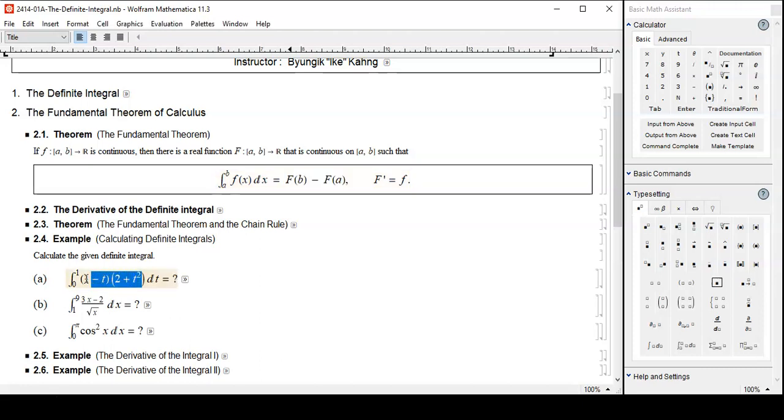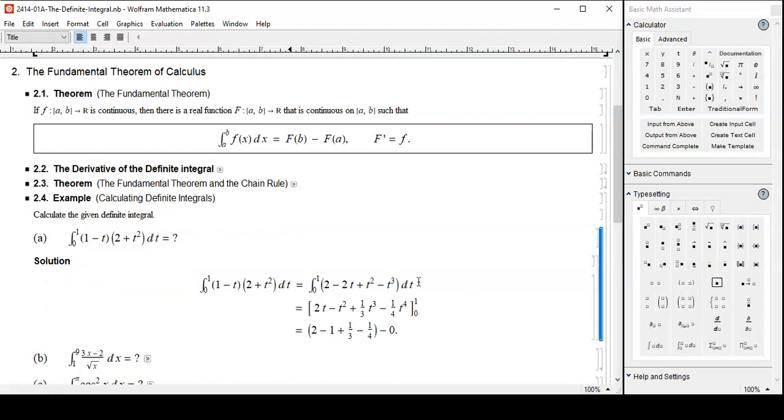Well, expand this integrand and then get a bunch of power functions. Apply the power rule and you get the antiderivative function, the indefinite integral. And then plug in the top, plug in the bottom, subtract one from the other like this. Expand and then get the antiderivative like this. Plug in 1, plug in 0, subtract one from the other, and that's it. That is the solution.